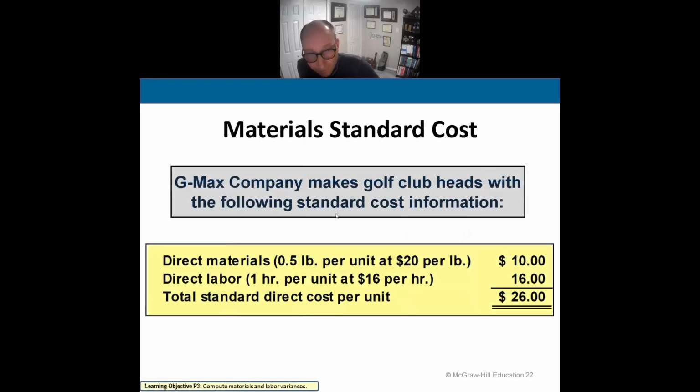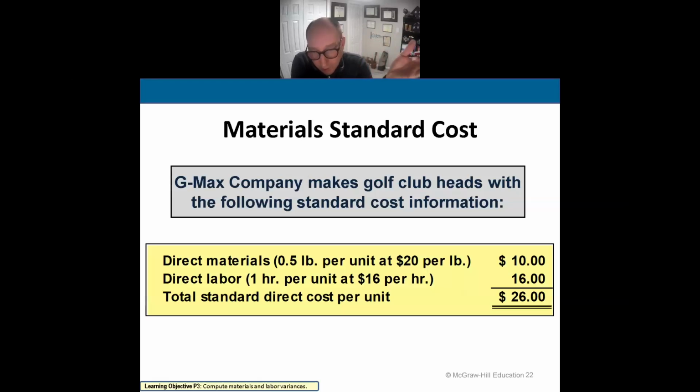Let's take a look at our example. Here we have another company, yet a third company. Now we're making golf clubs, right? Instead of baseball bats, now we're doing golf clubs. That's fine, whatever. Make a golf club.